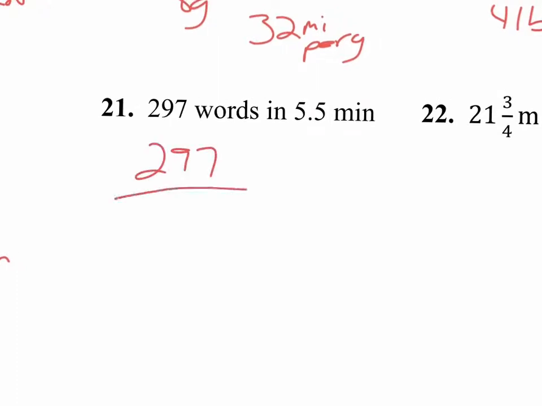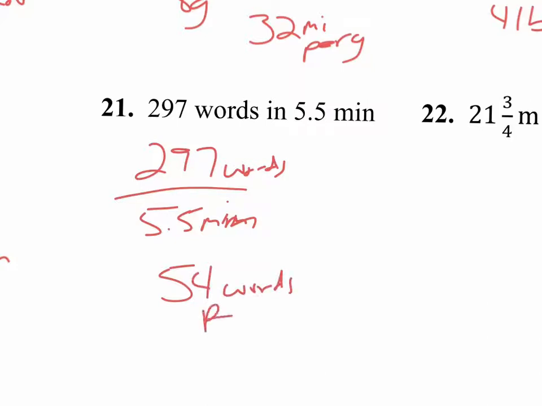297 words divided by 5.5 minutes. So grab out your handy dandy calculator if you need it. 297 divided by 5.5, which gives you 54, and that's 54 words per minute.